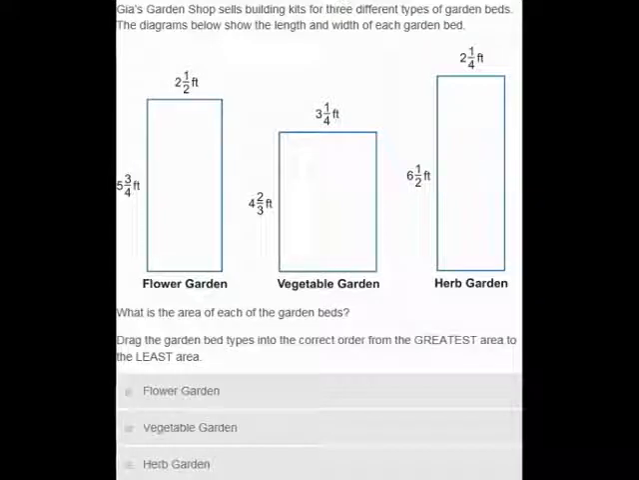Our first item type is an ordering item that uses drag and drop, where students are asked to read the word problem and to solve for the area of each type of garden bed. Then the students must drag and drop the answer choices in correct order from greatest area to least area.